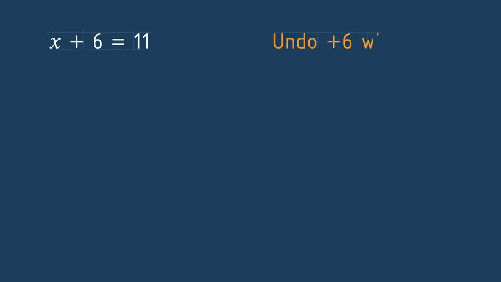What is happening to x? We added 6. To undo plus 6, subtract 6. Write x plus 6 minus 6 equals 11 minus 6. On the left, plus 6 and minus 6 cancel out. On the right, 11 minus 6 equals 5.